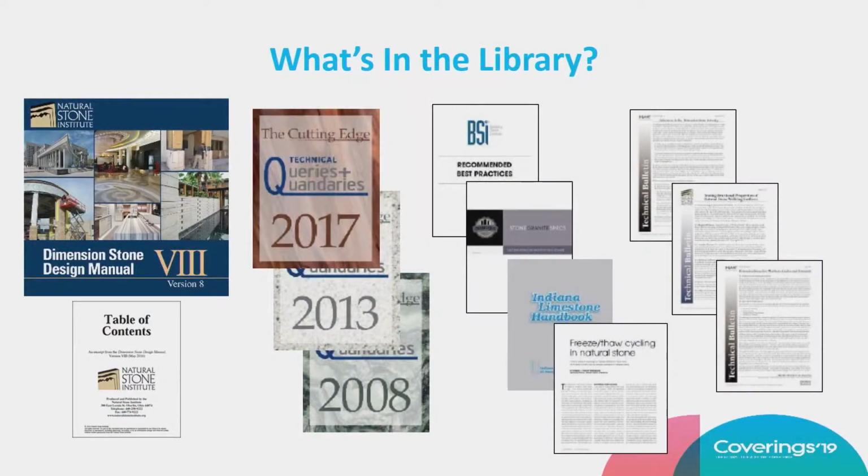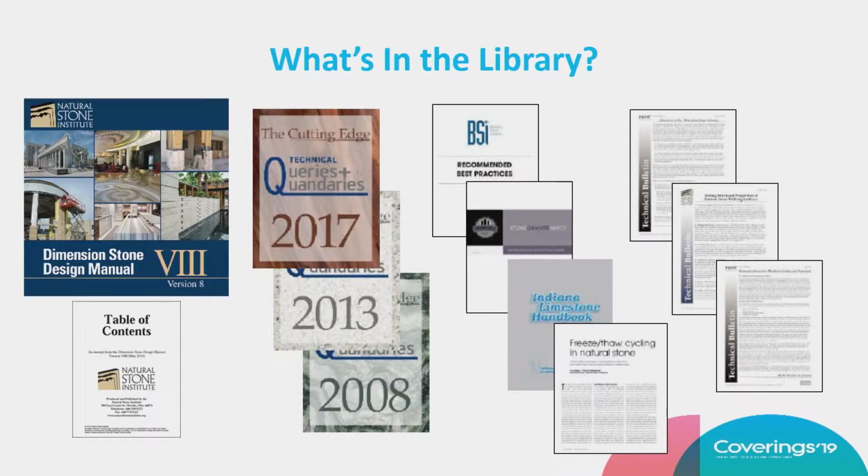Types of documents that are in the library. I'm going to look at the screen, so I use my cheat sheet. But we're probably most well known for our standards publication, which is the Dimension Stone Design Manual. The entire manual, all the chapters in that manual, are in there and keyword searchable through the resource library.